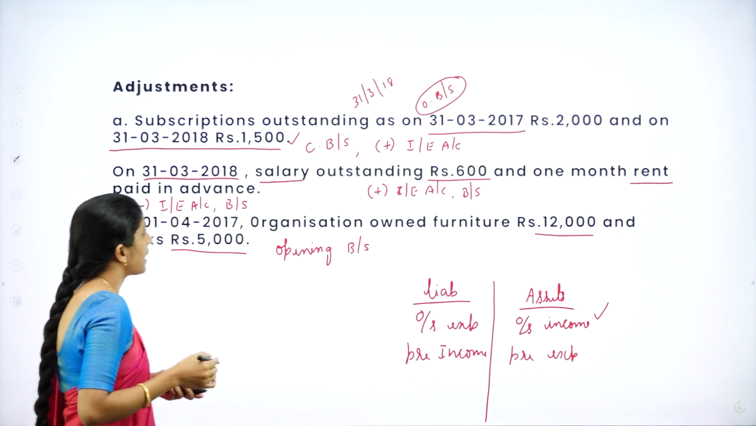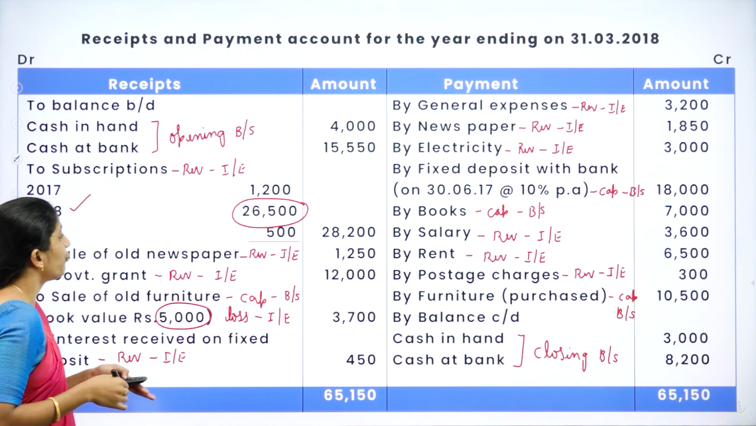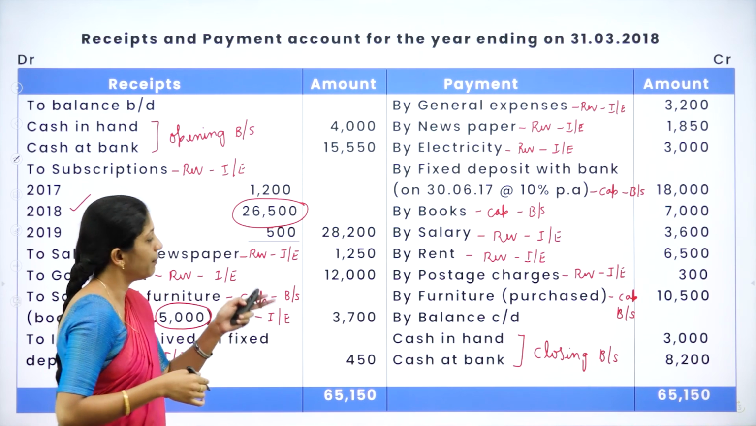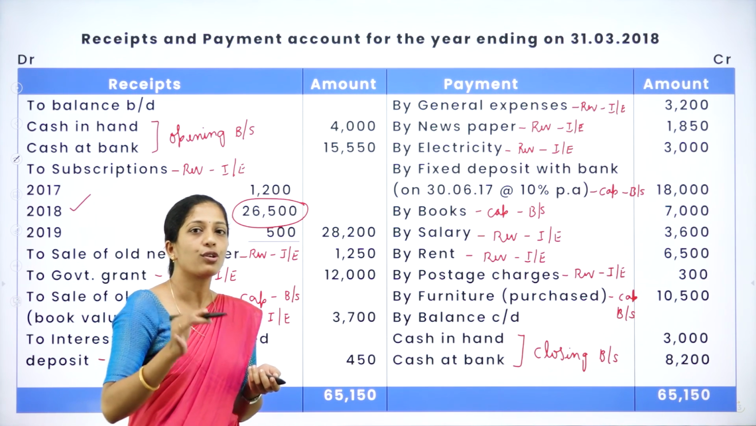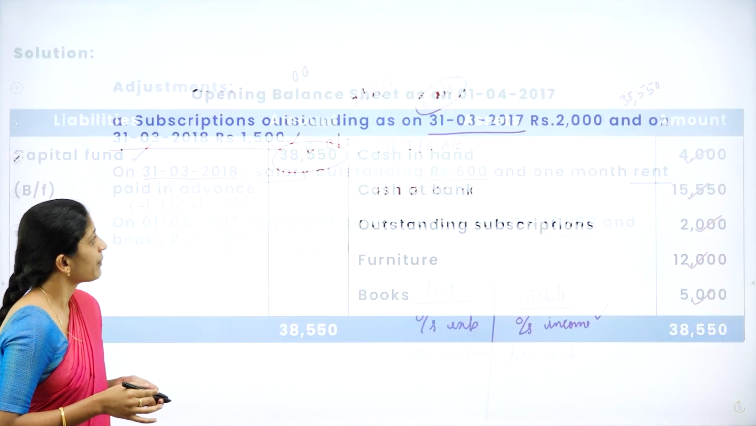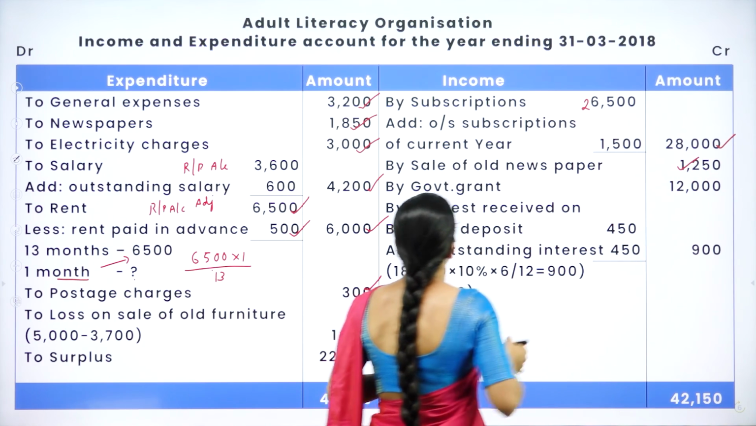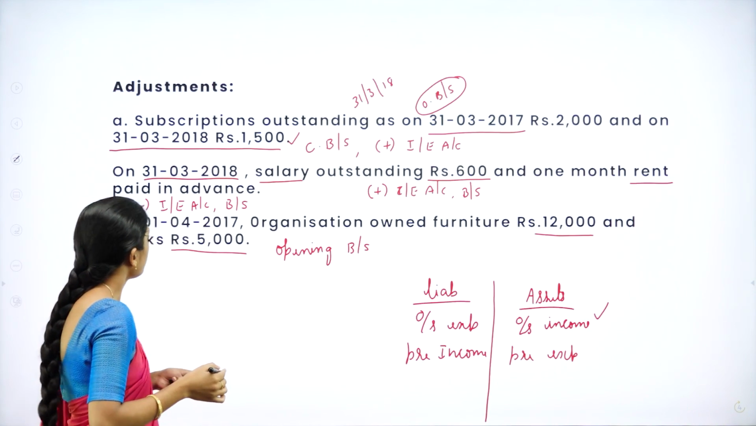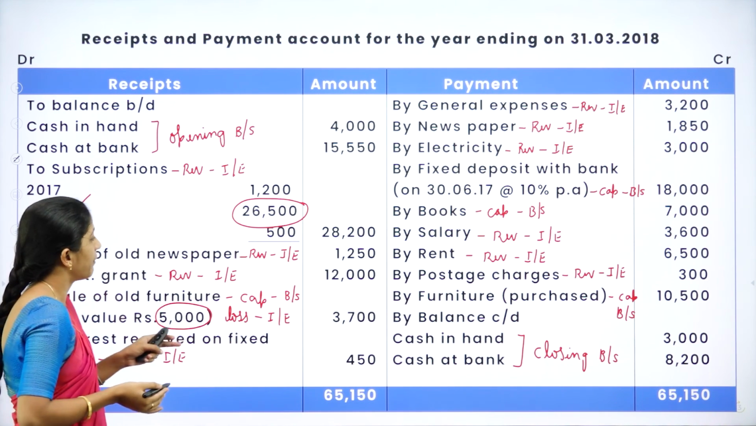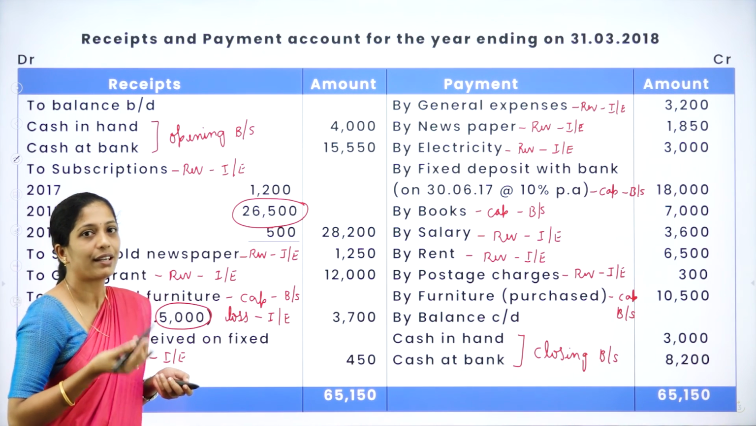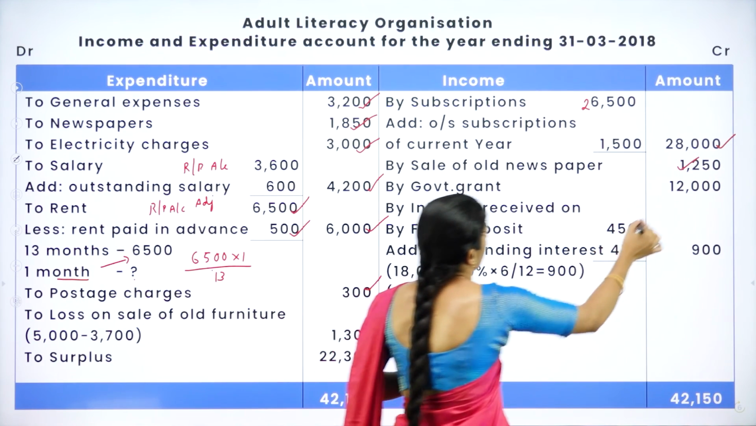And the next item is, we have recorded subscription, sale of old newspaper. So it is a revenue item. So it comes under income and expenditure account, and no more adjustment relating to sale of old newspaper. So sale of old newspaper 1,250. Next, to government grant. So it is also a revenue item. No more adjustment relating to government grant. So we'll record the same, that is 12,000.